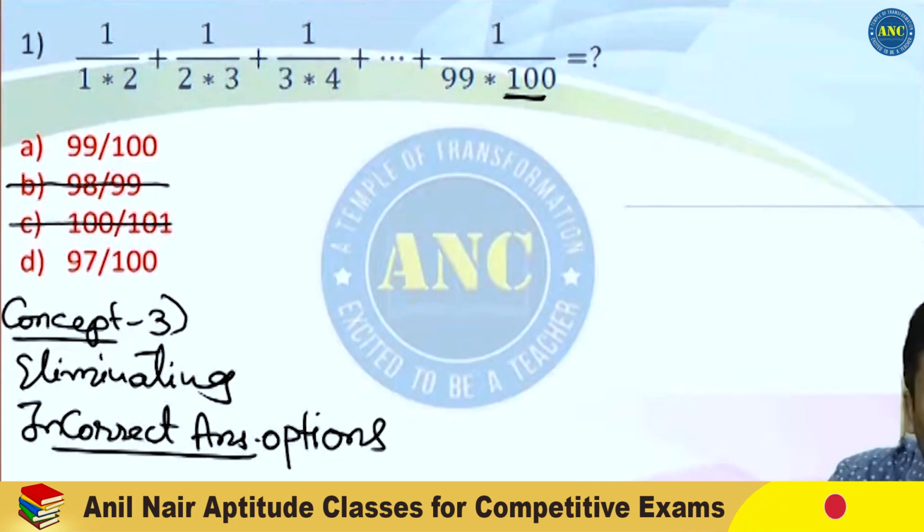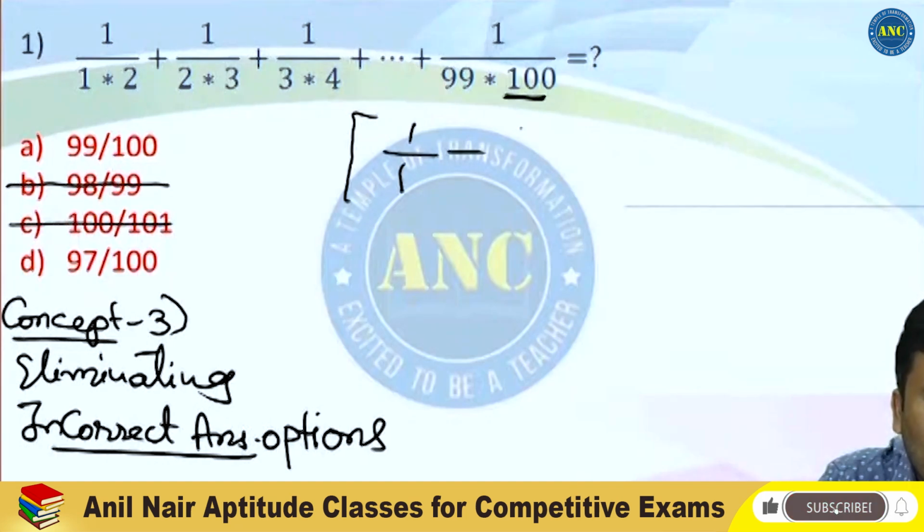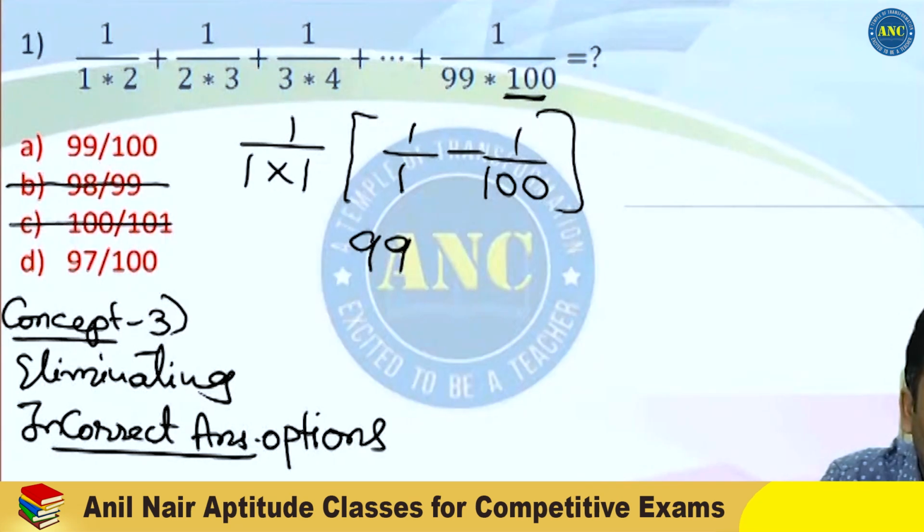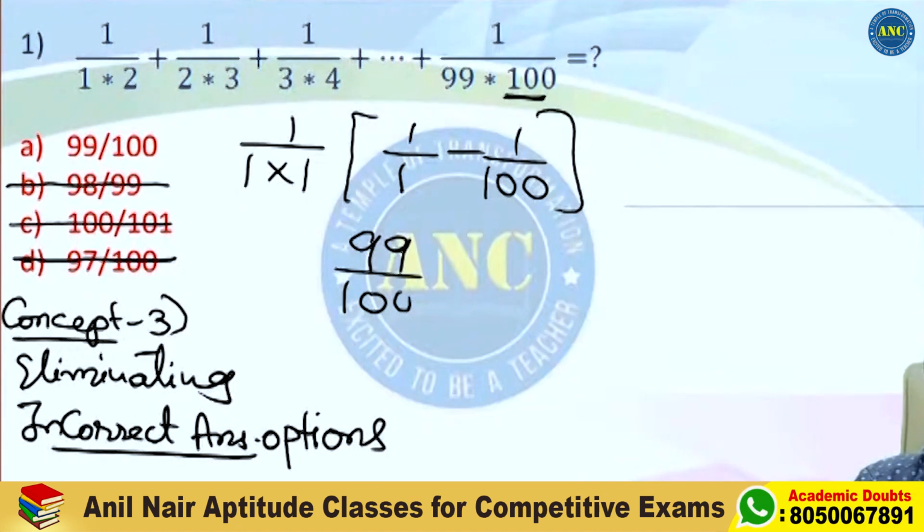Second and third, it is out. Now you know the shortcut: 1 by 1 minus 1 by 100, 1 by 1 into 1, which is 99 by 100. So you can use the concept which I discussed, which is again another shortcut. So the answer is 99 by 100.